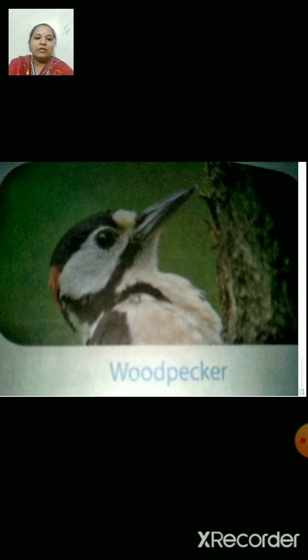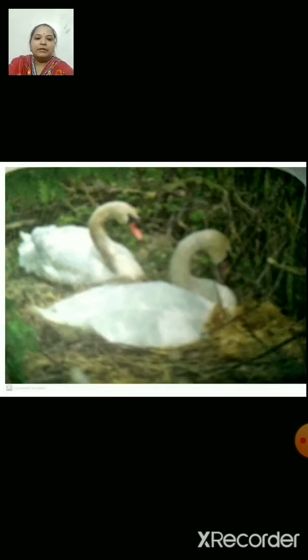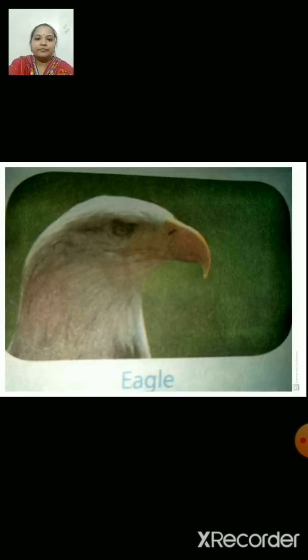The first one was woodpecker. The next one, swan, eagle, stork, swallow, penguin. Now you will say that a penguin lives in icy places. You are very smart. But some penguins can be found in warmer places also. Along with these birds, there also lived weaver bird, tailor bird, etc.